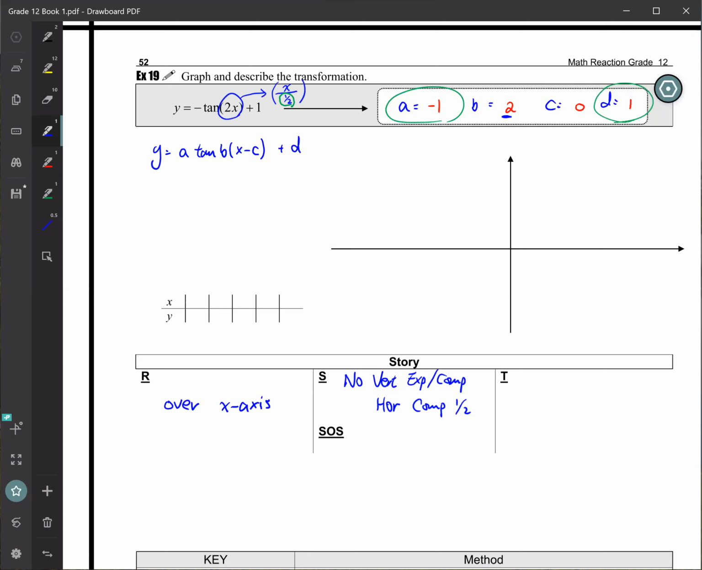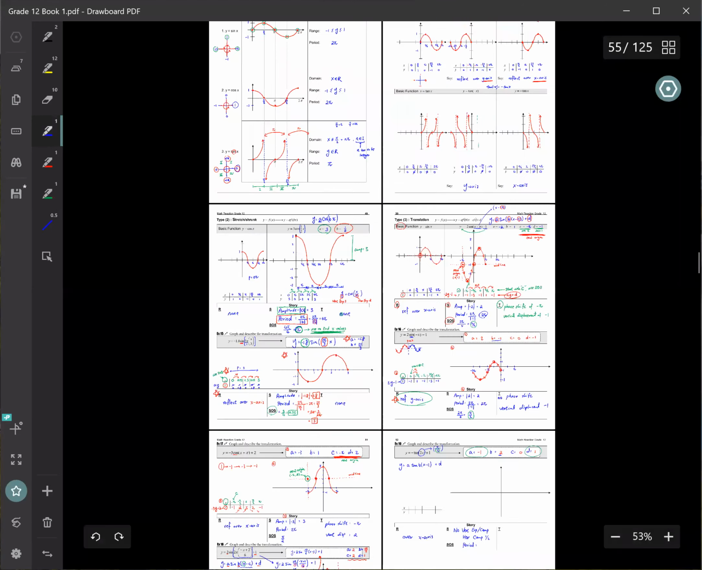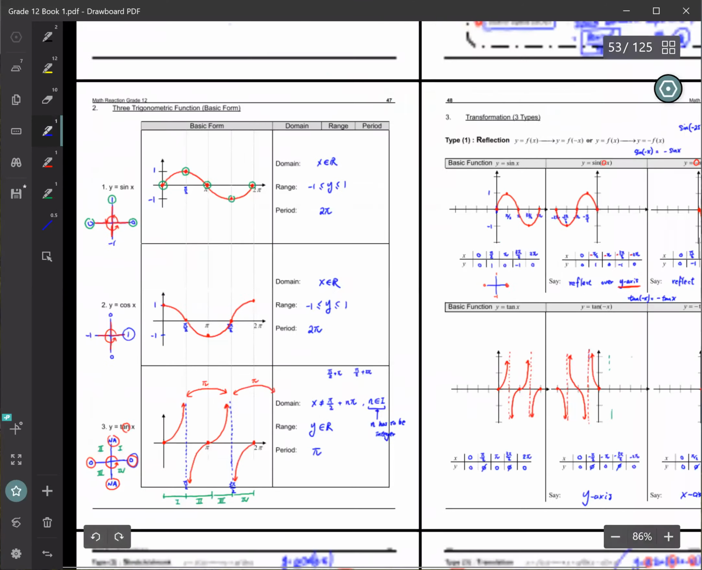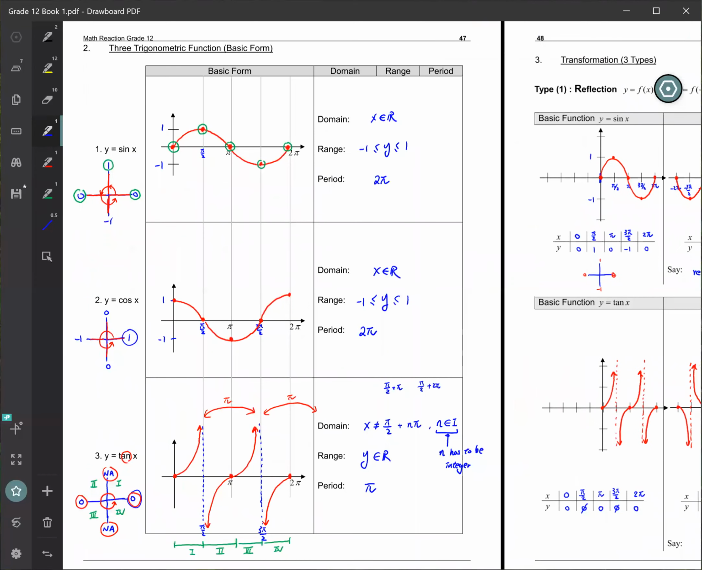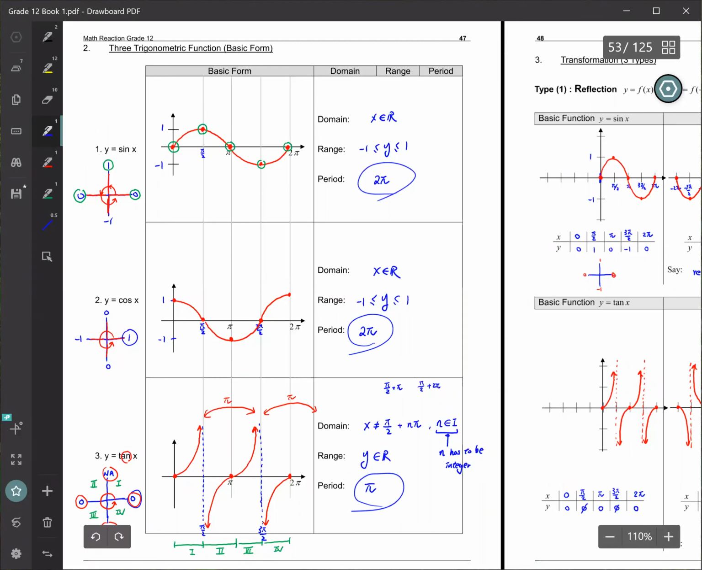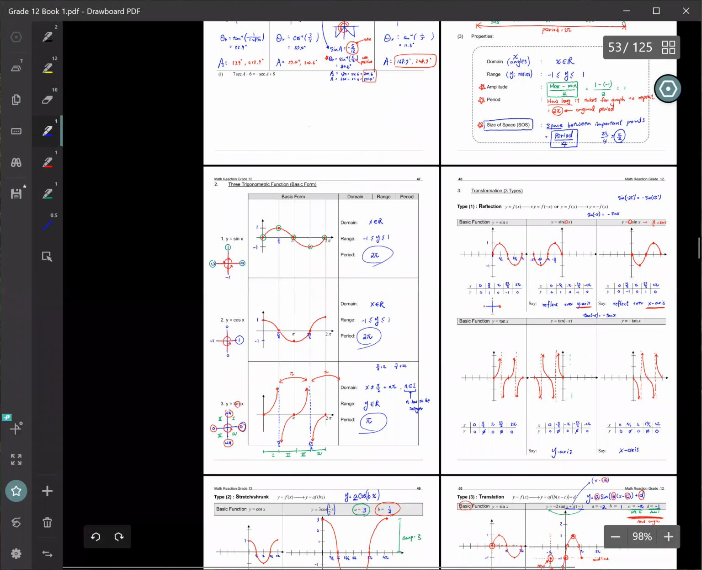Tangent also has a period. Anybody remember what was the basic period for the tangent graph? Does anybody remember? Pi. Pi, right. If you forgot, let's take a look. These are the 3 basic graphs. Sine is 2 pi. Cosine is also 2 pi. But for tangent it is pi, very unique. So it used to be pi.